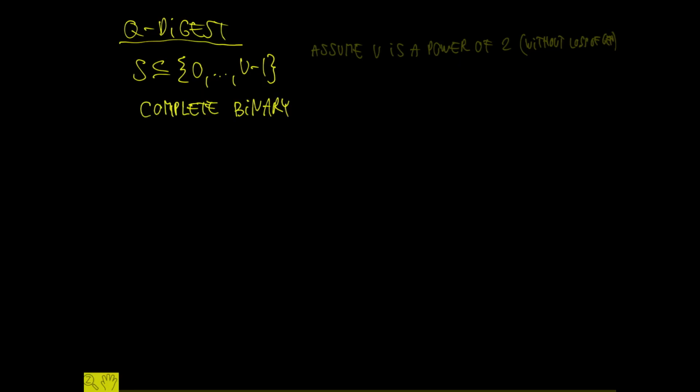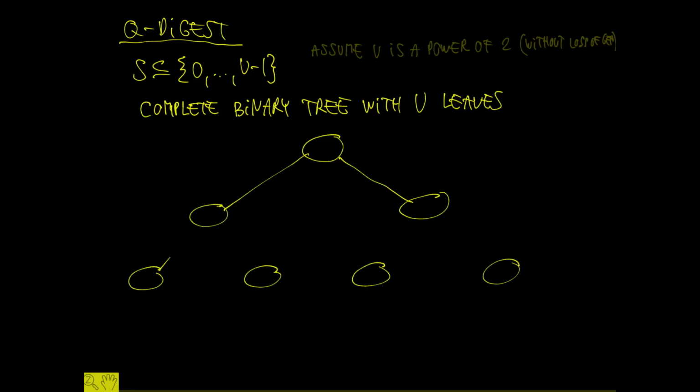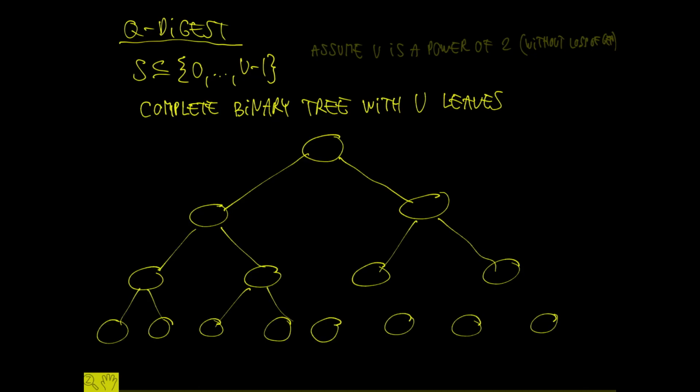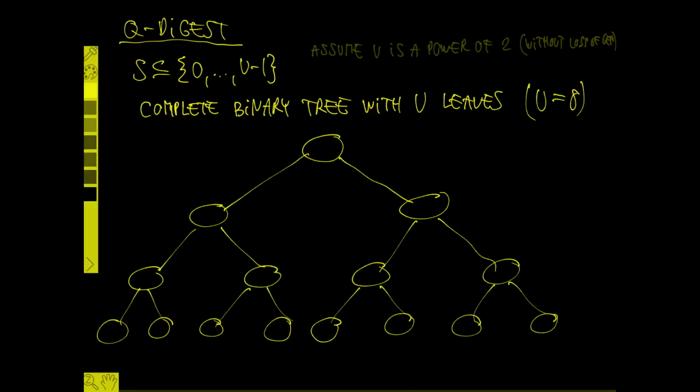Now, to describe the data structure, it's instructive to imagine a complete binary tree with u leaves. This is not actually going to be stored, but is just a conceptual thing. So here it is for u equal to 8.